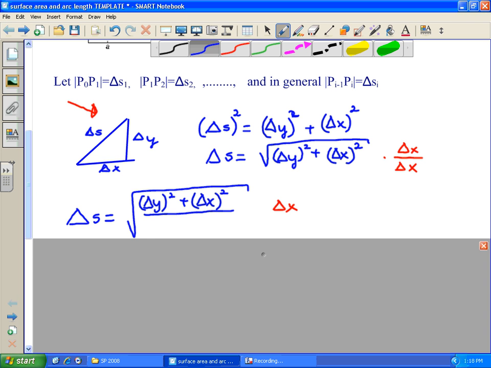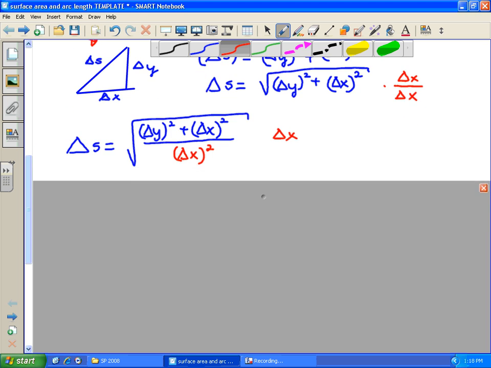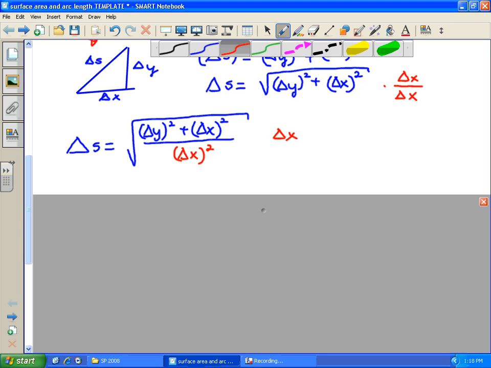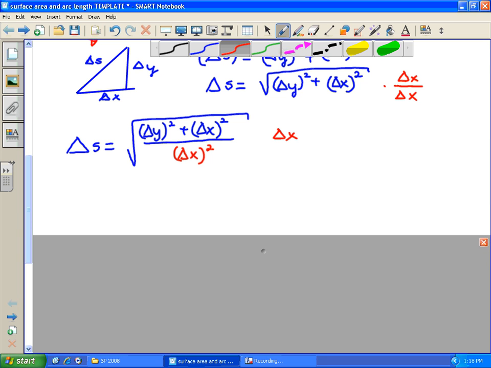Delta x squared, right? Because think about going backwards. When you take it out of the square root sign, it's going to lose its square. So that will come under the square root sign as delta x quantity squared. Now, if you simplify this a little bit, you can have delta y over delta x quantity squared.